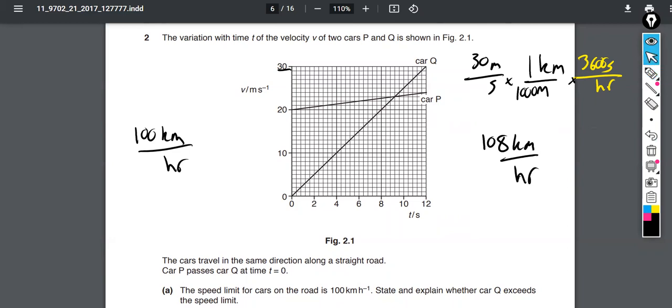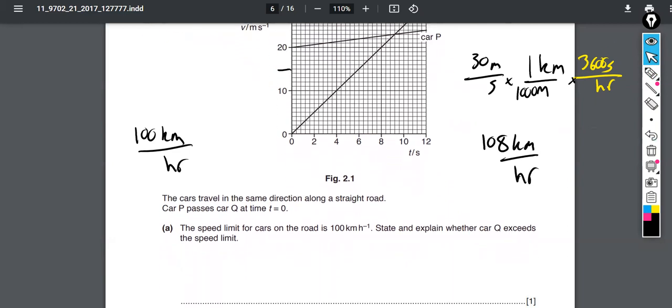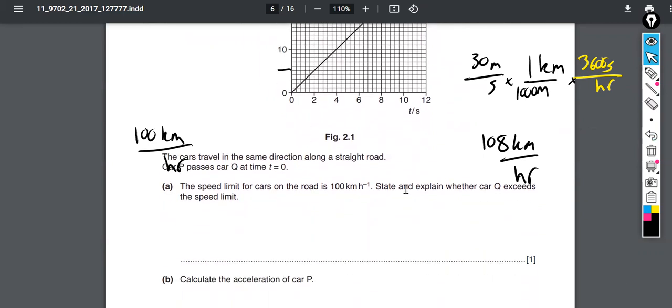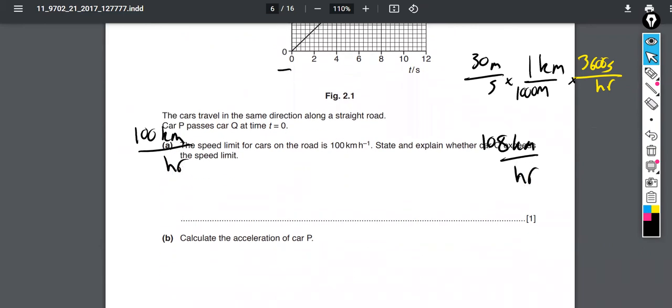And you would want to put that into words, because anytime it says "and explain," make sure you're doing that. It exceeded the limit. You say 30 meters per second is 108 kilometers per hour, which is faster than 100, so yes, it exceeded the speed limit. Make sure you're explaining anytime it asks you to.